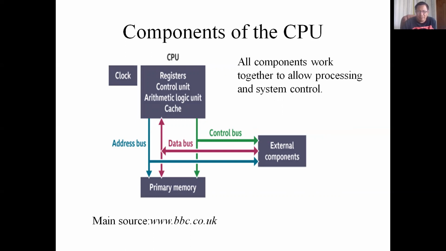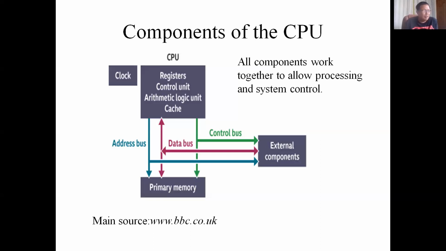So when you move data from the CPU to memory, the source is the CPU or the processor, and the destination is memory, or vice versa. But you cannot transfer data from the CPU to the memory and to the external components at the same time. Only two components can use the bus at a time.